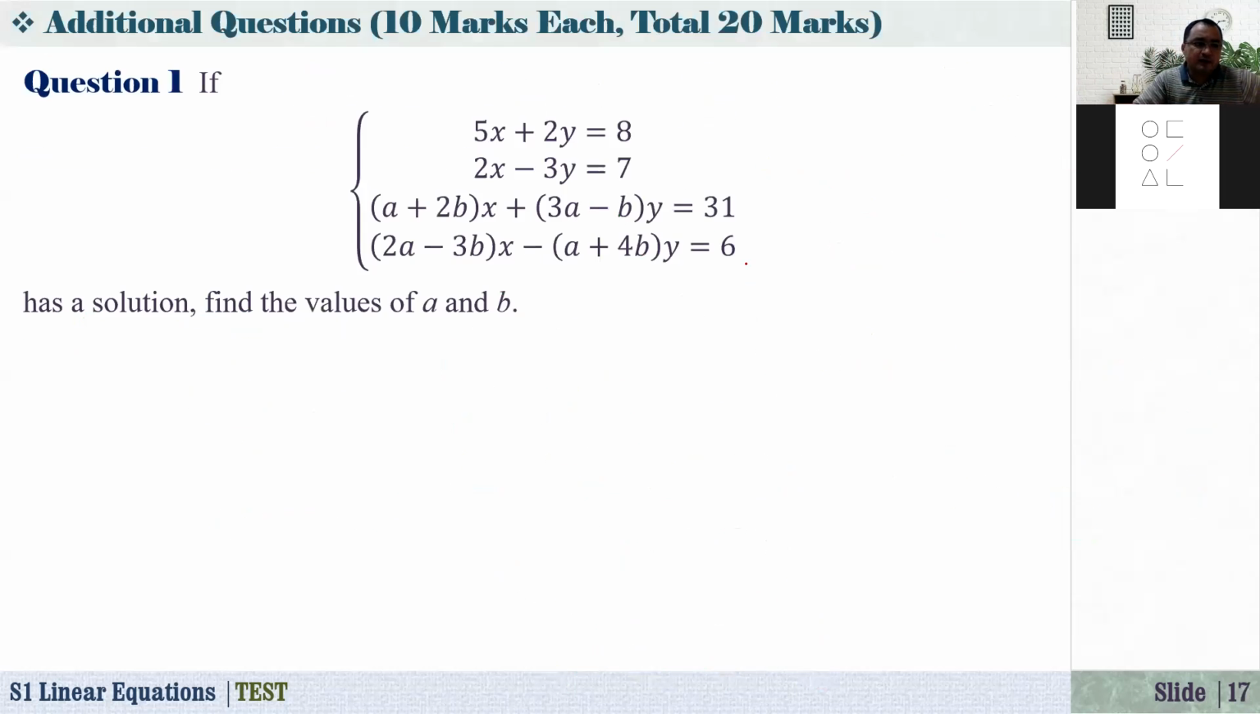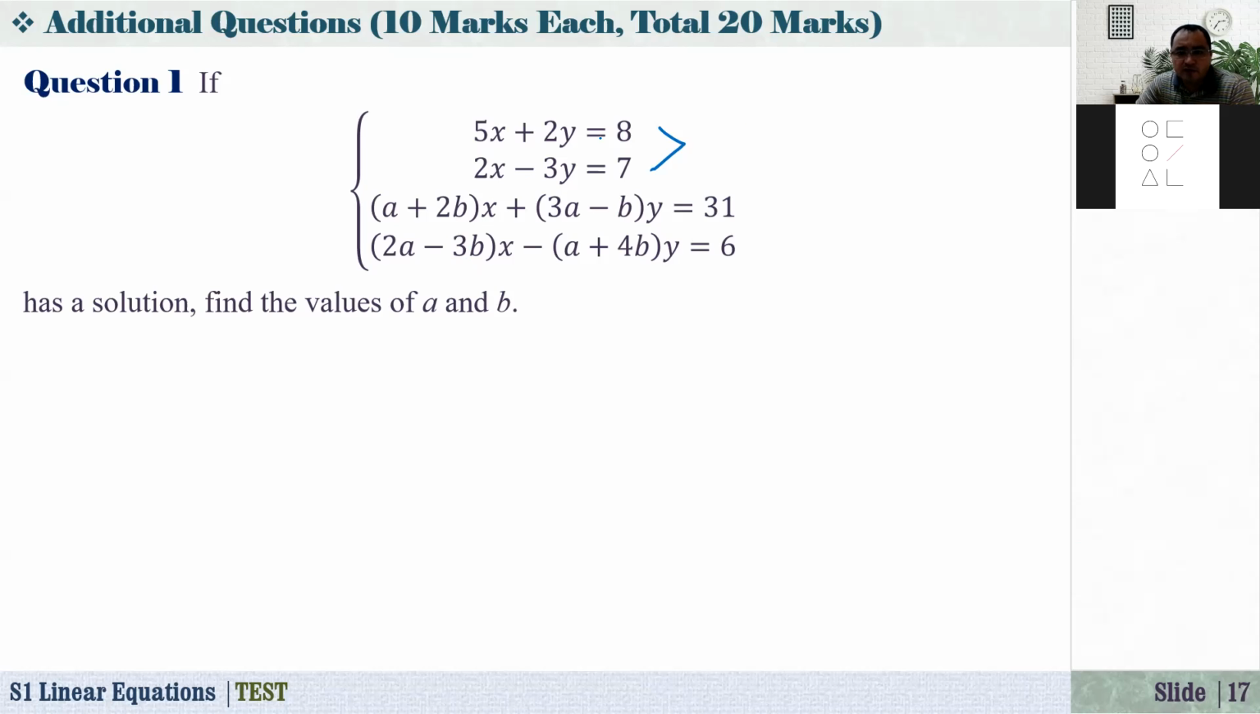So these are the solutions of this equation. Also, just to give you some idea, and after that, I think we are running out of time, I'll finish the class. And how about in this question? 5x plus 2y equals 8, 2x minus 3y equals 7, (a plus 2b)x plus (3a minus b)y equals 31, (2a minus 3b)x minus (a plus 4b)y equals 6, has a solution. Find the values of a and b. So now if you just solve first these equations together, because we have 4 equations here, first we can find the value of x and y and substitute into the third and fourth equation. Then we can solve them for a and b.